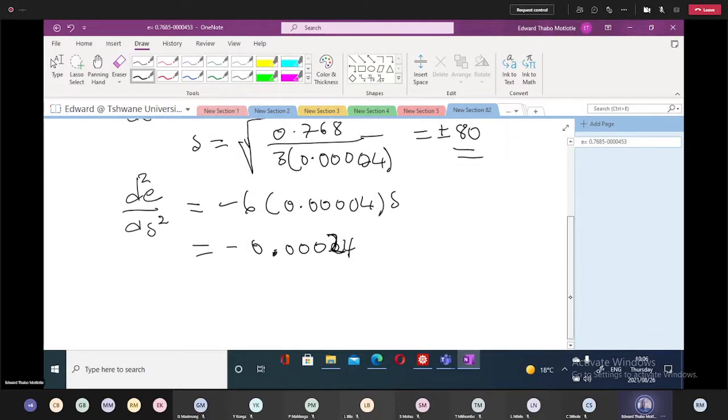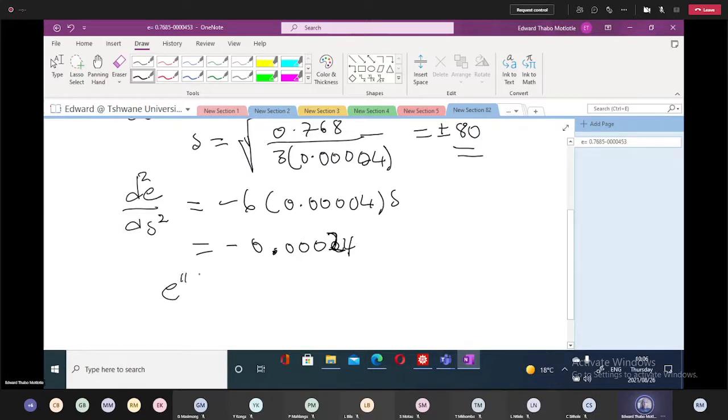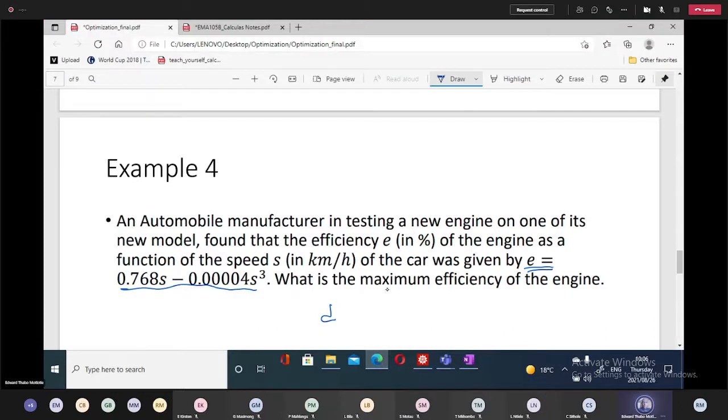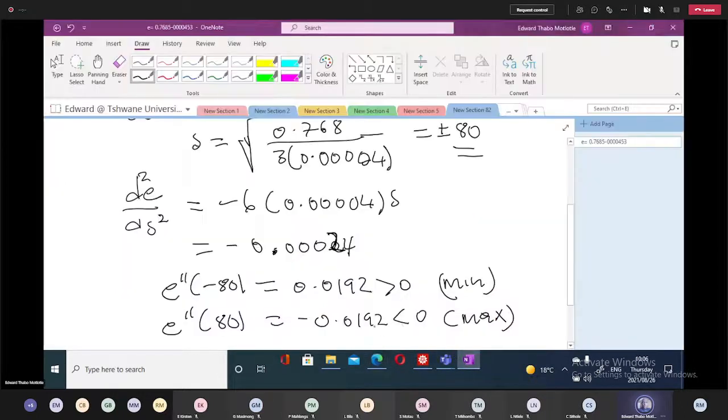Now, substituting minus 80, we'll verify that. This gives us a positive 0.0192, and this is greater than 0, so this will give us a minimum. And then if you substitute 80, you end up with minus 0.0192, less than 0. This will give you a maximum. So we go back to the question. According to the question, they are looking for maximum efficiency. So this means we get maximum efficiency at 80.